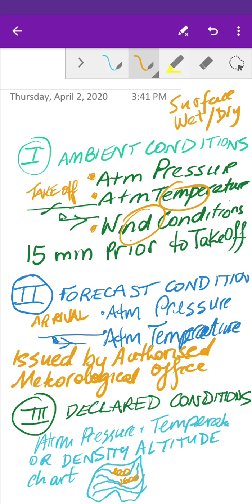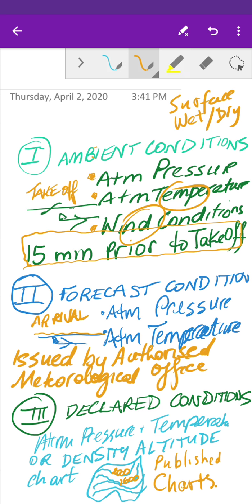So the terminologies are ambient conditions, remember 15 minutes prior to takeoff at the airport that we're taking off from. Forecast conditions, and that's usually for the destination terminal. So also, if we're going to take off straight away, we're going to have a look at the ambient conditions and take that into consideration once we arrive. And then declared conditions. In the absence of forecast conditions, we can use published charts that have been put out by the Director General of Australia or the authority of the country.